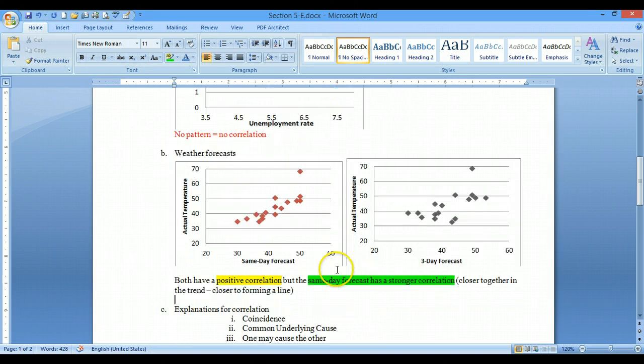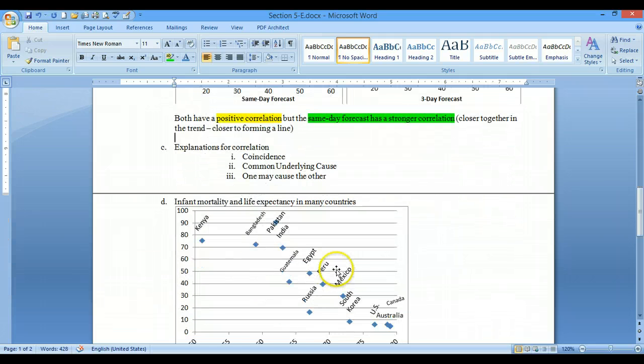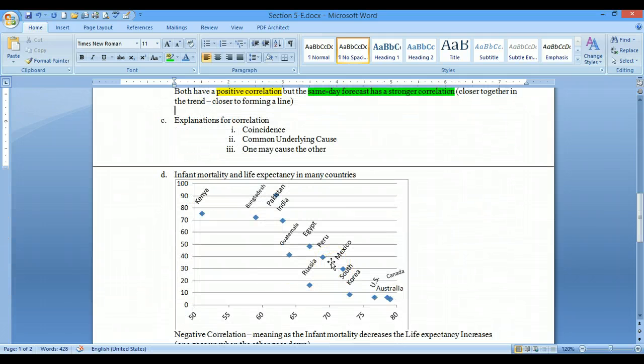It's forming a much tighter line. There are 3 explanations for a correlation: either a coincidence, a common underlying cause, sometimes we talk about it as a confounding variable, and one may actually cause the other.